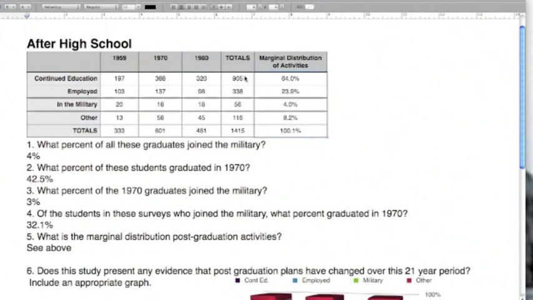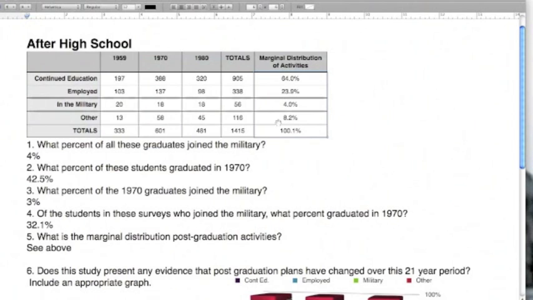If we look at the totals for the margins of each individual activity, because it's asking us about post-graduation activities, not the different years. We'll look at that one in just a minute. So 905 out of 415 continued their education. 338 out of 415, which would have been 23.9%. And you can see the different distributions.